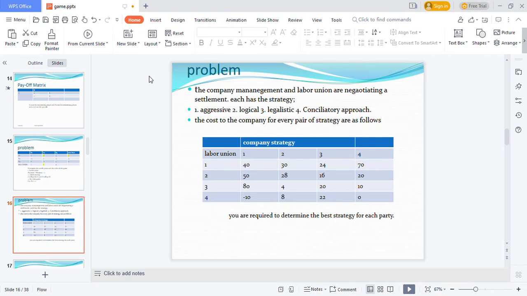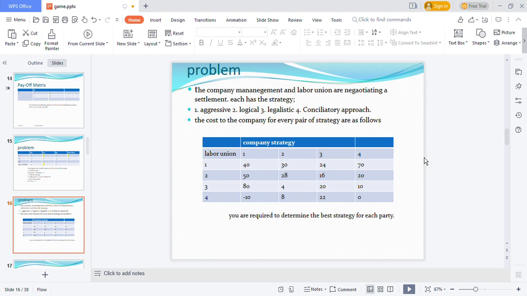Now, we have looked at the first question and we have known how to tabulate or create a solution when you are given a payoff matrix. Now, number 2, we want to look at this question. There is a question given and it's about a company management and the labor union.